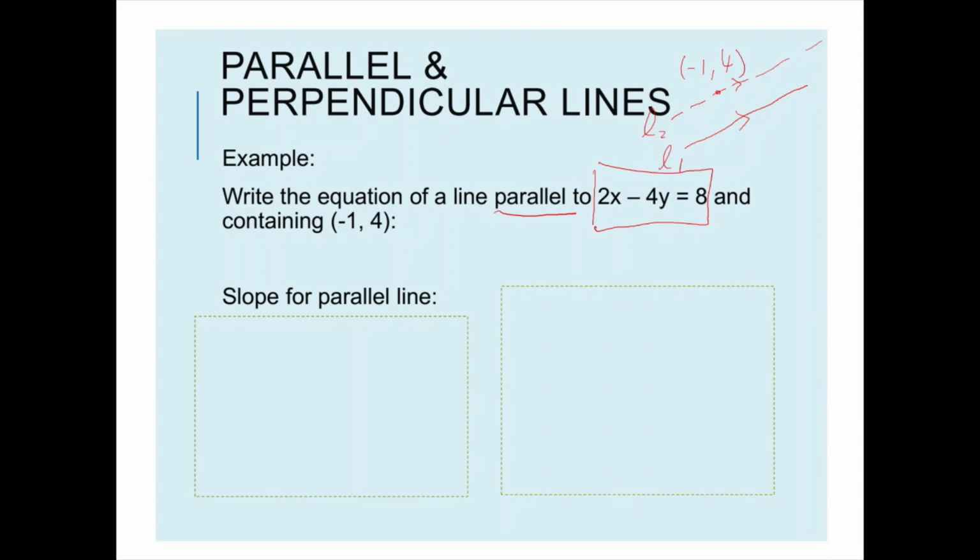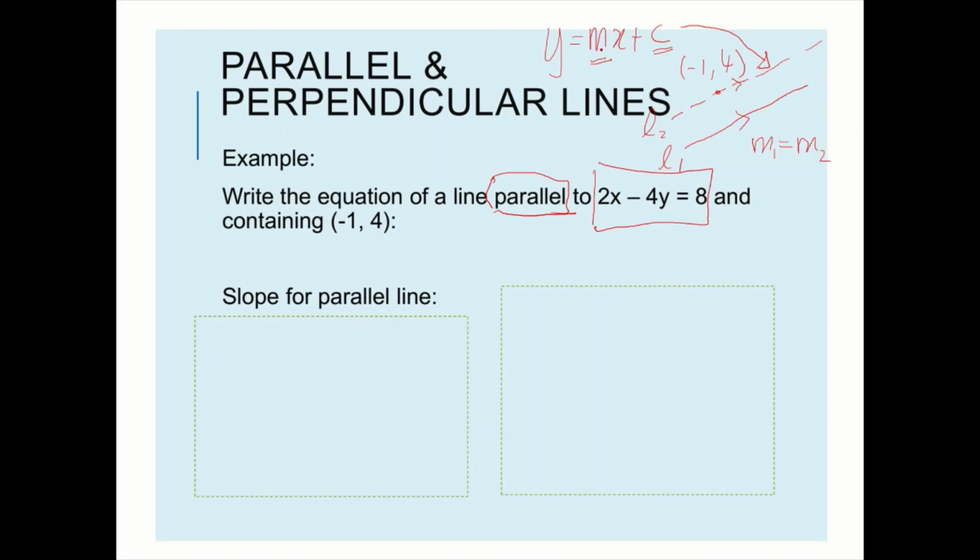The keyword given here is parallel. If we see the word parallel, it means that the first gradient is equal to the second gradient. So m1 is equal to m2. So in order to know the equation, we need to find y equals mx plus c. This is the equation for the line. So we need m and also we need c.